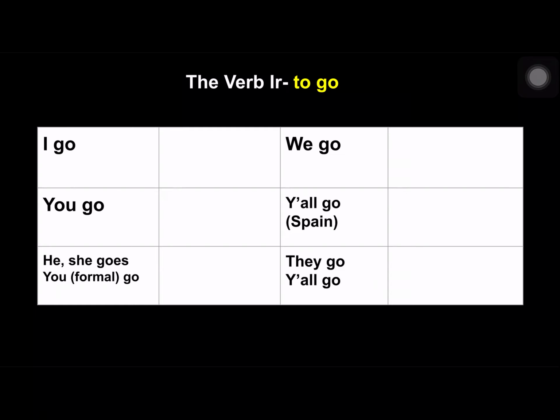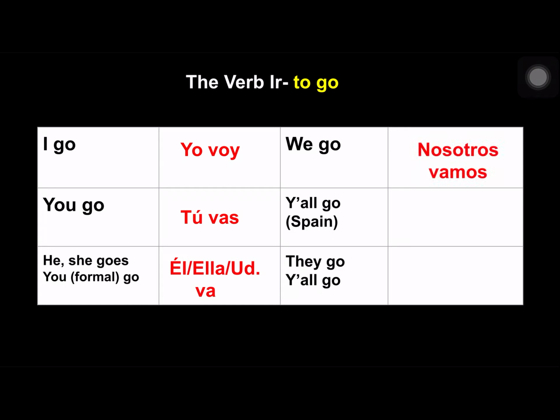When you conjugate this, yo voy means I go. Tú vas means you go. Él, ella, usted va means he or she goes, or you formal go. Nosotros or nosotras vamos means we go. Vosotros vais means y'all go, but only in Spain. And ellos, ellas, ustedes van means they or y'all go.